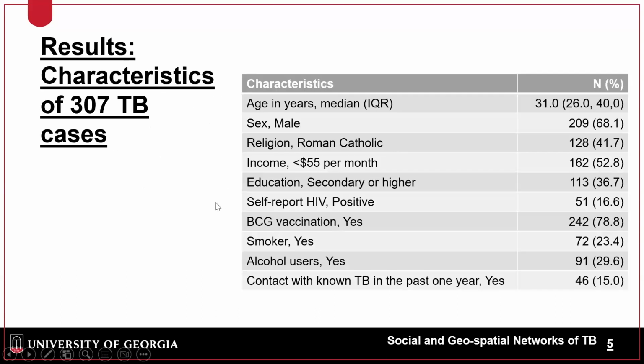In terms of characteristics, the median age was 31, males accounted for 68%, HIV positive was 17%, BCG vaccination yes was 79%, smokers were 23%, alcohol users were 30%, and contact with non-TB in the past 1 year was 15%.